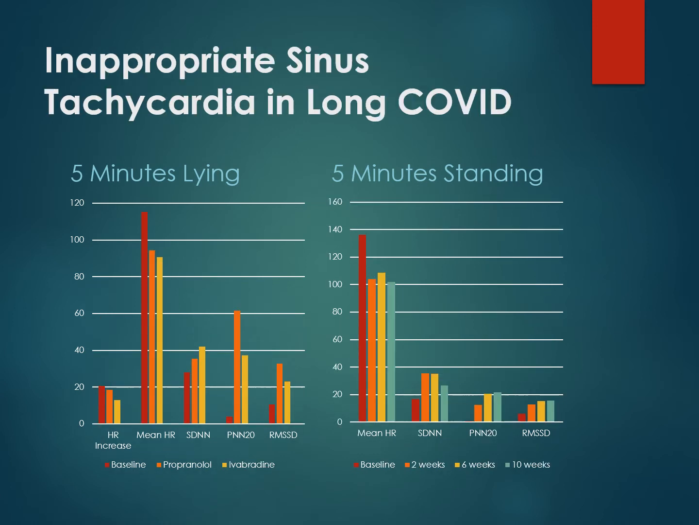These are the data of a 16-year-old girl with inappropriate sinus tachycardia 1 year after COVID-19 infection. There is a high heart rate while lying and standing, and a significant improvement with propranolol and ivabradine. She didn't tolerate ivabradine, of course, because of headache and lightheadedness, and there is an improvement of heart rate variability as well as clinical symptoms with low-dose propranolol, 10 milligrams.